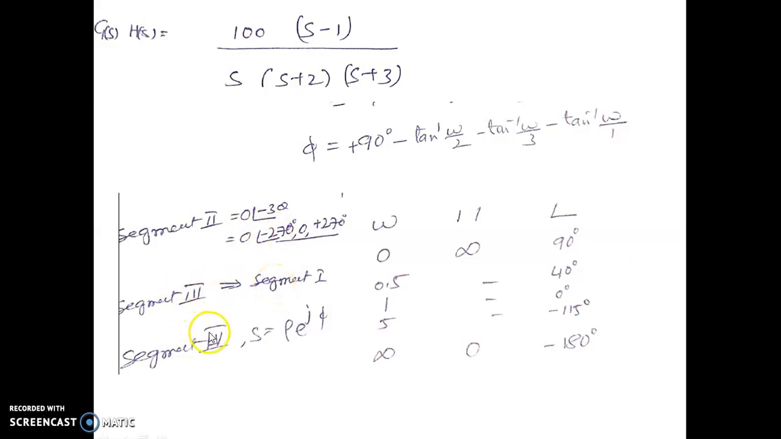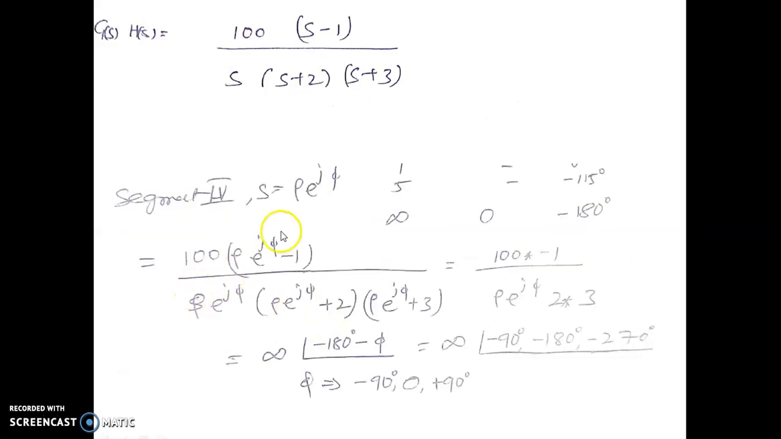For segment 4, we replace S by rho e power j phi, where rho is tending to 0 and phi is varying from minus 90, 0 and plus 90 degree. That is what is given over here. You can see this is the expression. Now S is replaced by rho e power j phi minus 1.